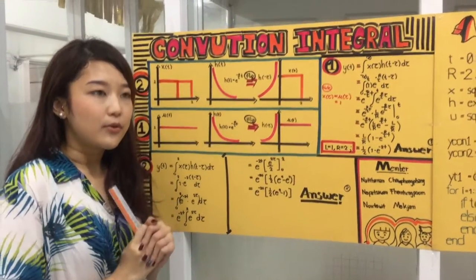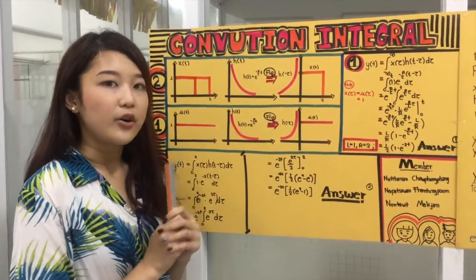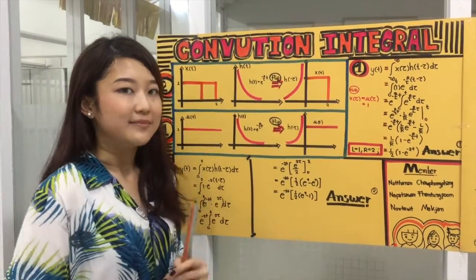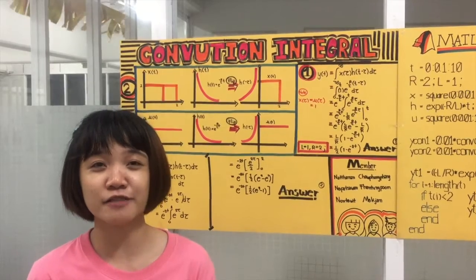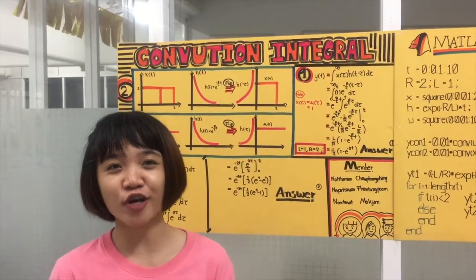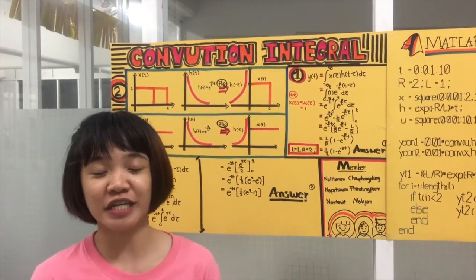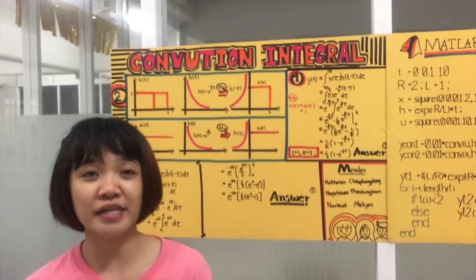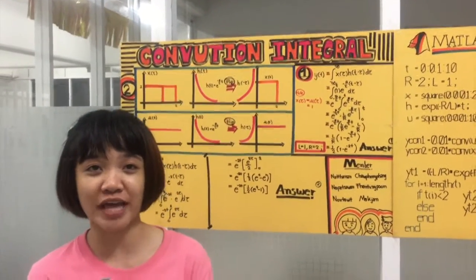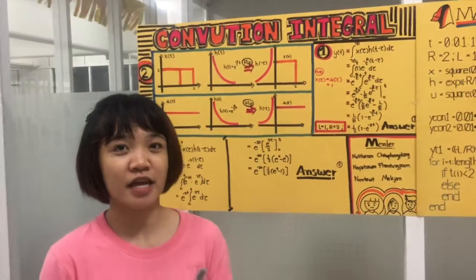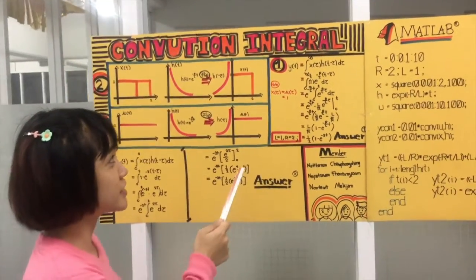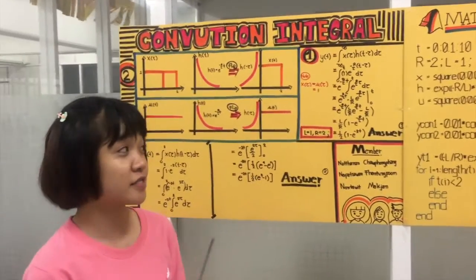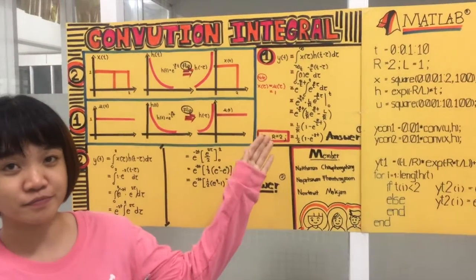We will tell you more detail about the coding from the MATLAB program. For the second problem, it asks about the current for the input v(t) equal to u(t) minus u(t minus 2). For the second problem, we separate into cases. For the first case, the increasing interval, we get the same answer as the first problem.